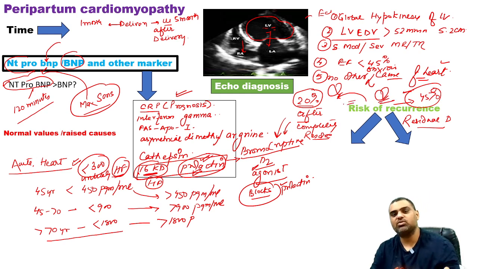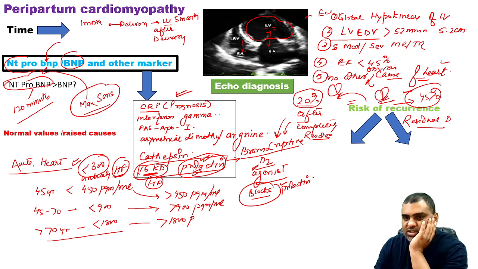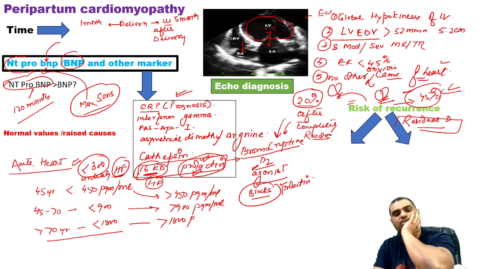Okay, if there is no residual disease and it is completely resolved, the risk of recurrence in the next pregnancy is 20%, and if there is residual disease, then the risk of recurrence is 40 to 45%. This you have to understand. So this is a very important slide. A lot of questions can come.